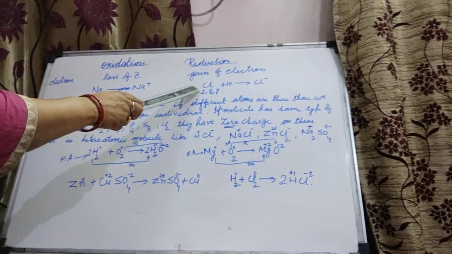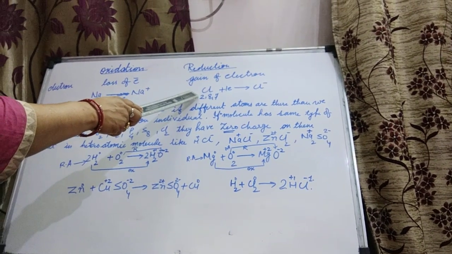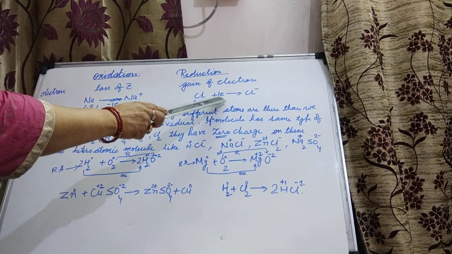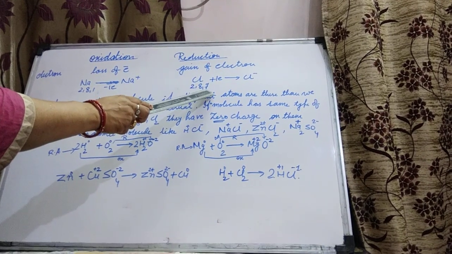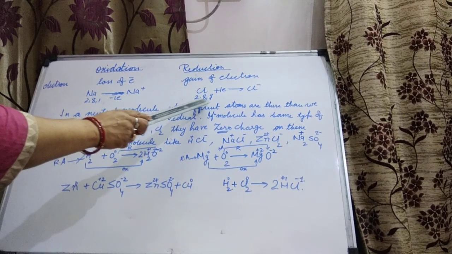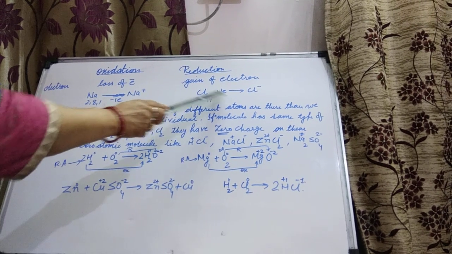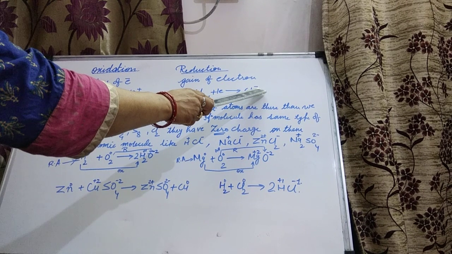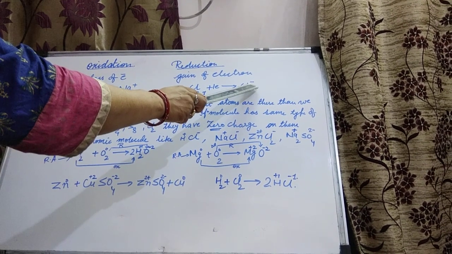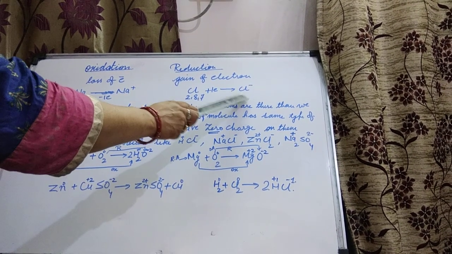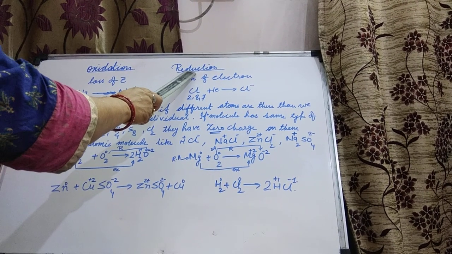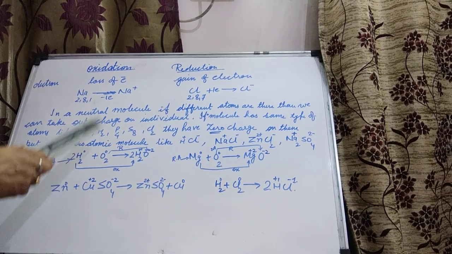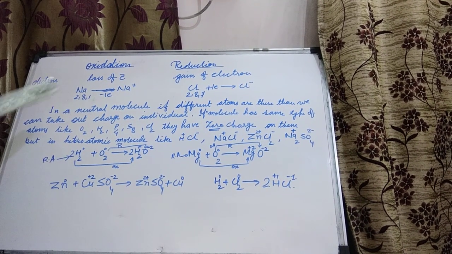Similarly, if I am taking chlorine, Cl, its atomic number is 17. Configuration is 2, 8, 7. It has a tendency to gain one electron so that it acquires a stable electronic configuration, that is 2, 8, 8. So it will gain one electron. As it gains one electron, it will acquire a negative charge over it, Cl 1 negative. Okay, so this process of gaining electron is called reduction. Clear?